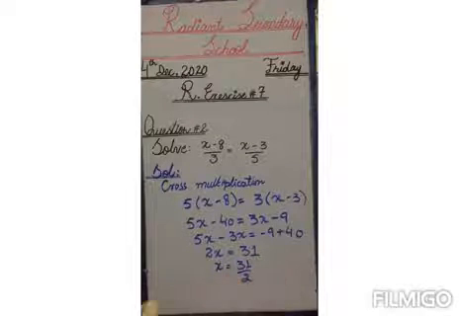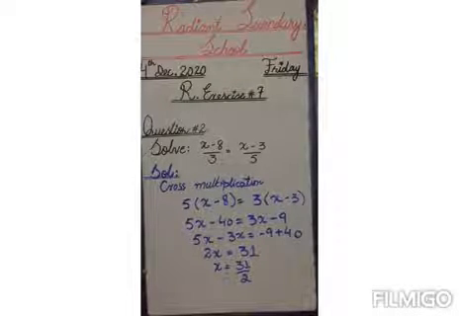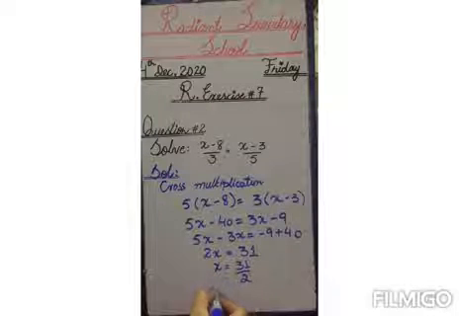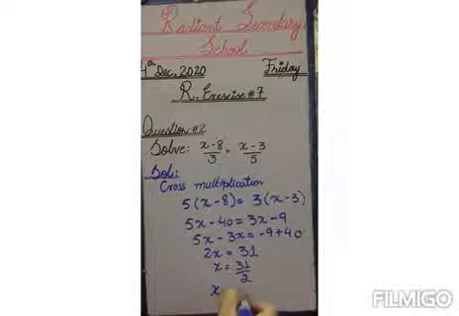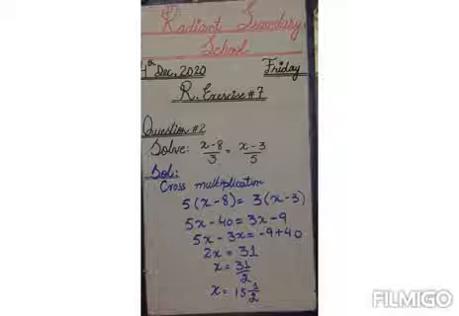Why am I moving 2 on the other side? Because I only want the value of x. So value of x is 31 divided by 2. By changing it in the mixed fraction, I can write it x is equal to 15 whole 1 divided by 2, which is the value of x.